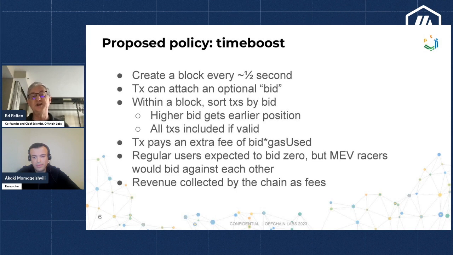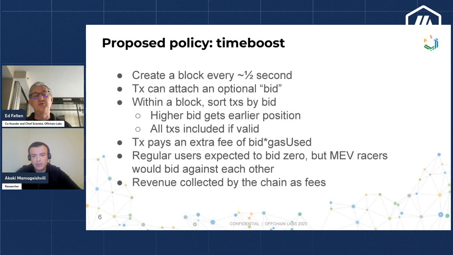Now, the transaction, when it runs, if it made a bid, it pays an extra fee, which is its bid multiplied by its gas used. So its bid is essentially a markup that it's willing to pay on the gas it's using on chain, like the priority fee on Ethereum.